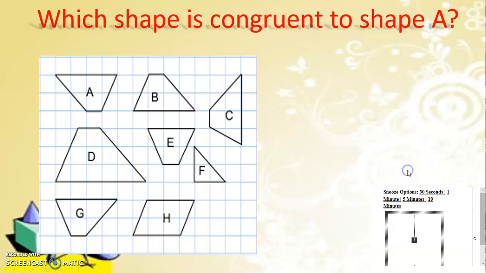Okay, now let us see. Which shape is congruent to shape A? That is shape B. I hope you get the same answer. Anything else? Let us see. Also, the shape C is congruent to shape A. Shape G is also congruent to shape A. So shapes B, C, and G are congruent to shape A.